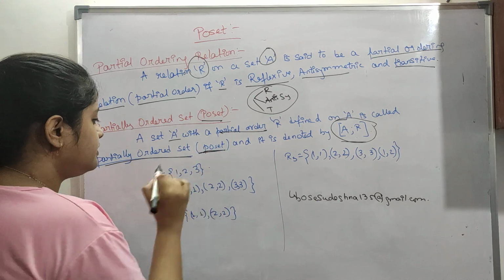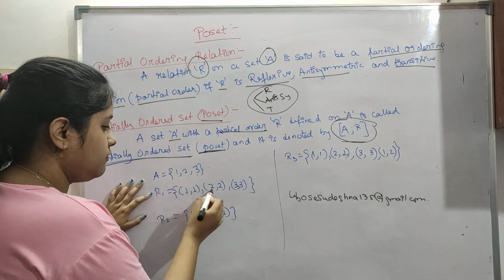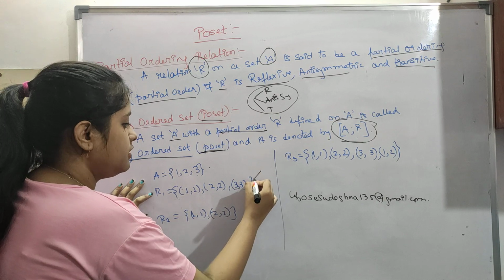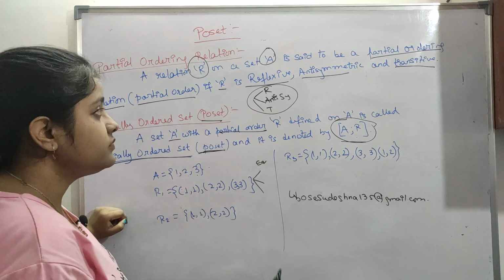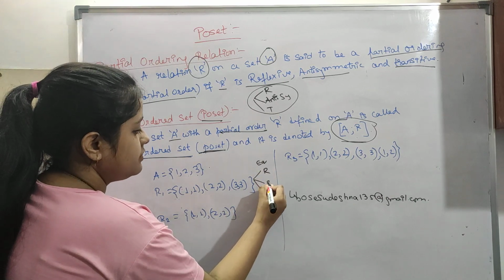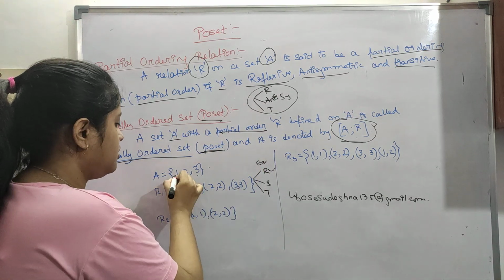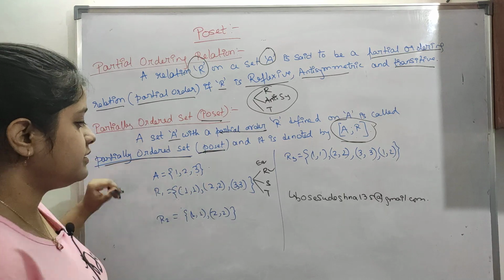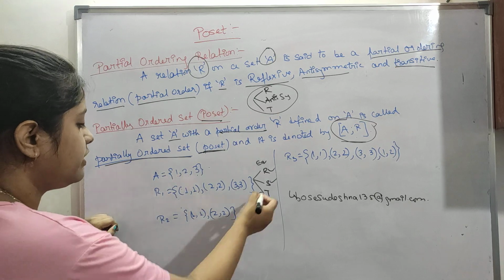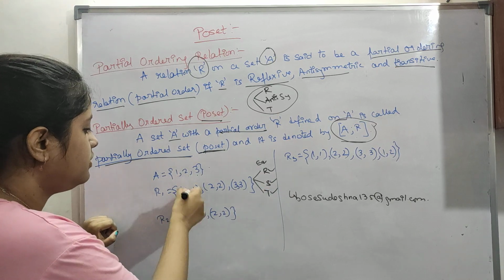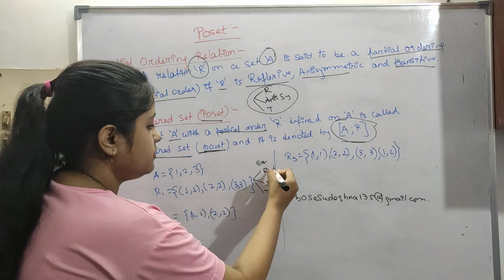Now let's see, this is our set A containing 1, 2, 3. Relation R1 contains (1,1), (2,2), (3,3). We check whether it is equivalence, then whether it is a poset. It is reflexive, obviously, because all the diagonal elements are present. Symmetric is also true because for (1,1) the opposite is the same. Transitive we don't have to check much, because nothing is common. So this is an equivalence relation.